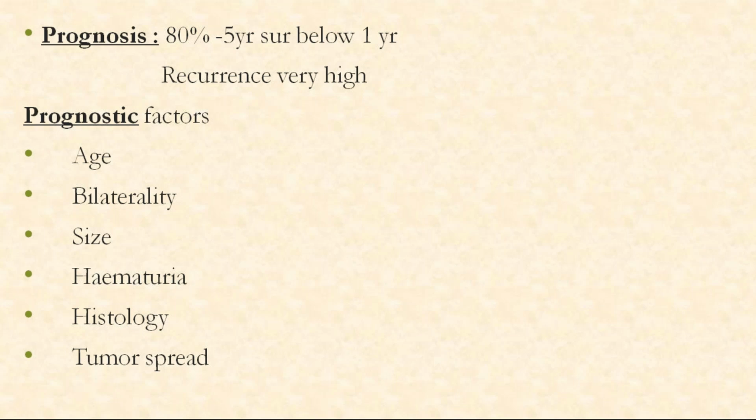Bilaterally, if the 2 kidneys are involved, the prognosis is also bad. Size, if it is increased more than 7 centimeters, that is also a bad prognosis. And hematuria. And tumor spread. Regarding tumor spread, I already told you, stage 1 and stage 2 are limited to the kidney. If it is beyond the kidney or bloodborne, metastasis can occur. The prognosis is bad.